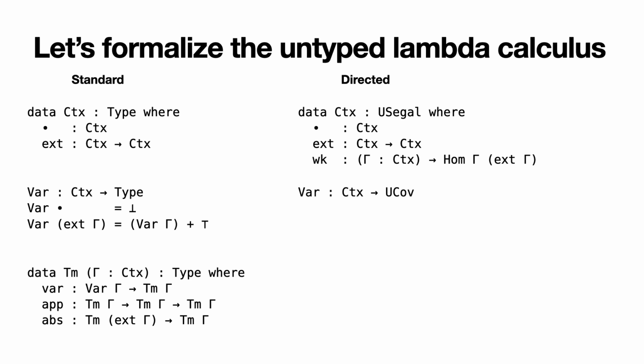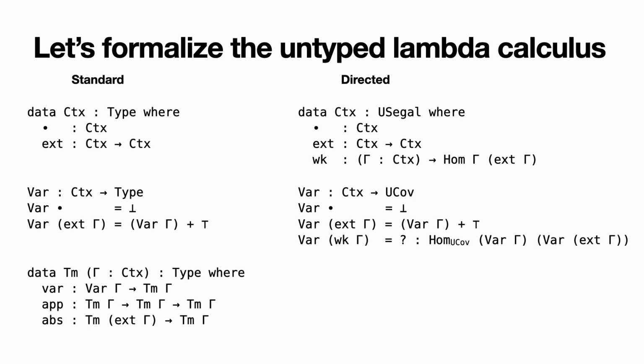Next, we define the type of variables. Again, we do induction. On the empty context, we have no variables, and thus it equals the empty type. And then when we extend the context, we also just take the coproduct of the variables in gamma with the unit to introduce one more variable. Because we did induction on this directed higher inductive type that has one more constructor, we also have one more case to handle for this weakening constructor.